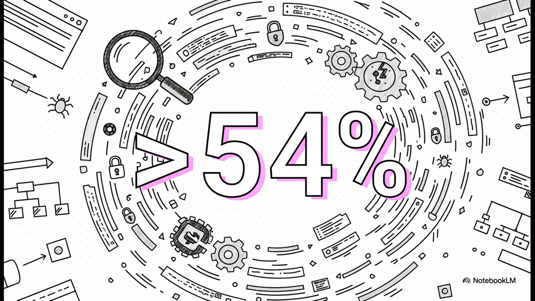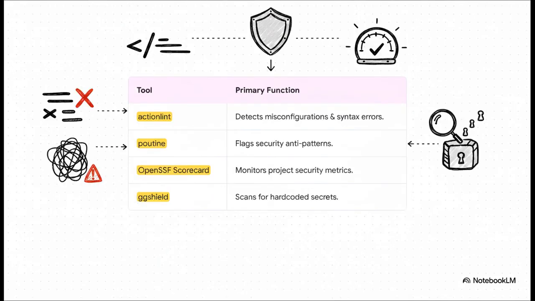You absolutely need tooling. The good news is the open source community has given us some amazing tools. You can plug scanners like ActionLint for syntax errors, Poutine for security anti-patterns, OpenSSF Scorecard for overall project health, and GitGuardian's ggshield for secret scanning right into your CI process. They act as an automated gatekeeper, catching these problems before they ever get merged.